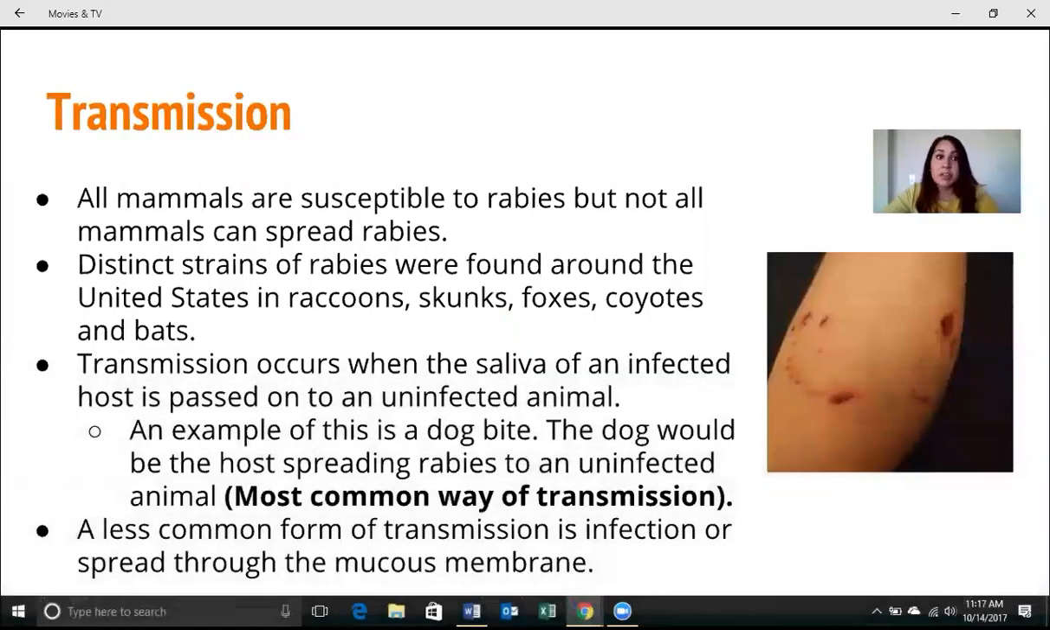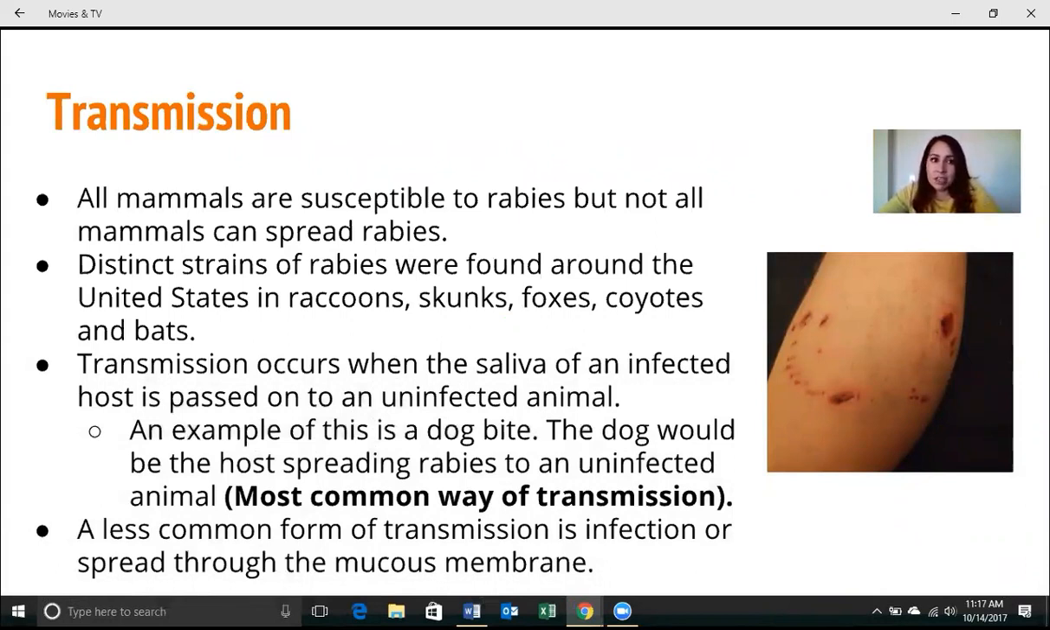So now we want to talk about transmission. Transmission occurs from mammal to mammal. Usually it's between an animal and a human being is what we usually see, or an animal to an animal. Humans don't usually spread rabies. It can happen, but it's not very common that it does.